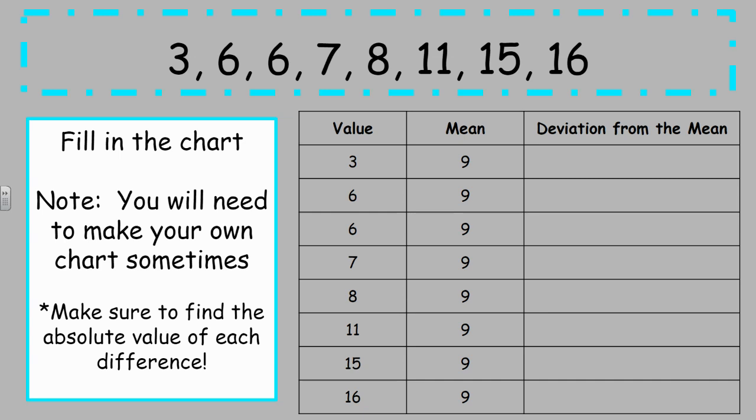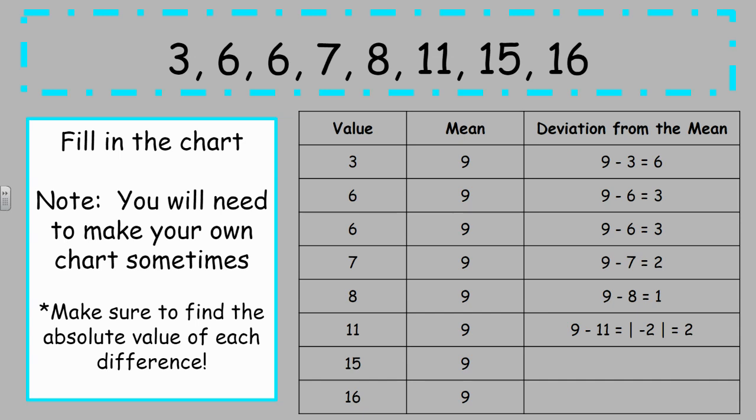In the column all the way to the right, this is deviation from the mean. So you're going to write a subtraction statement that shows how far away each value is from the mean. I always start with the mean first. So the first one, I would write 9, take away 3, and the answer to that is 6. The next one, 9 take away 6, that is 3. And the next data value is exactly the same. And we move on again. 9 take away 7 equals 2. 9 take away 8 equals 1.